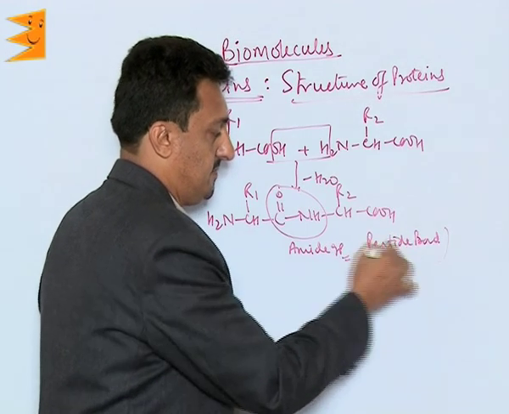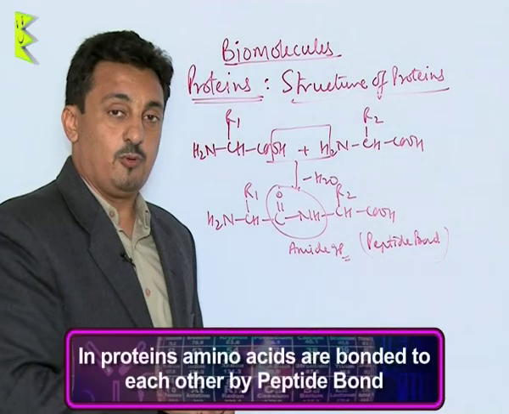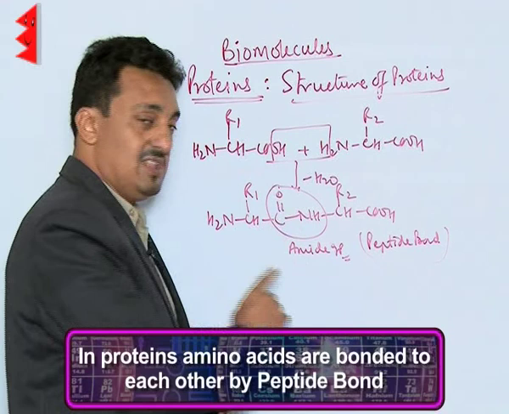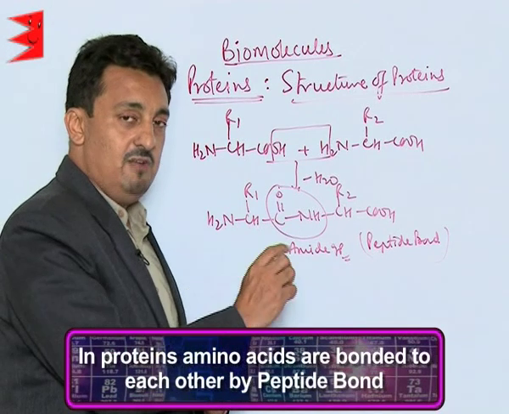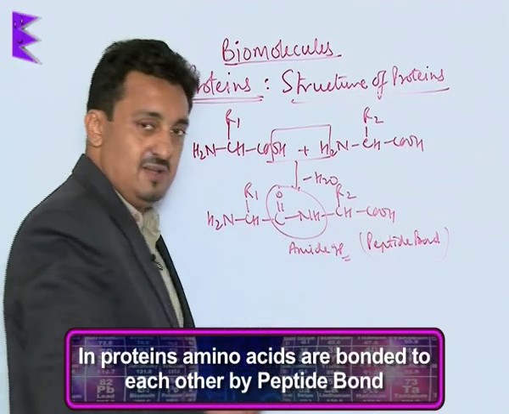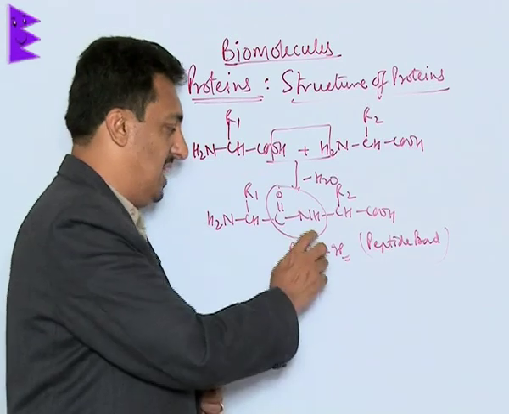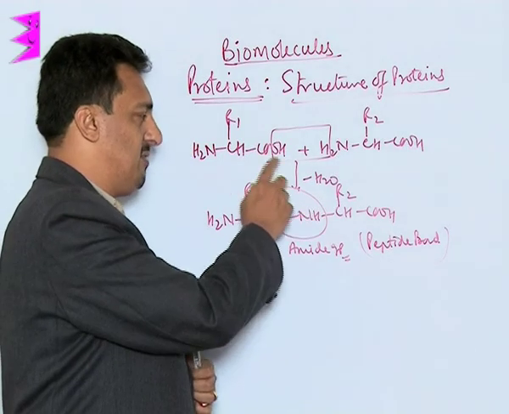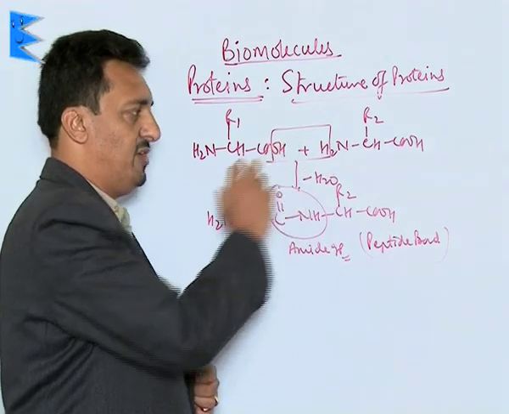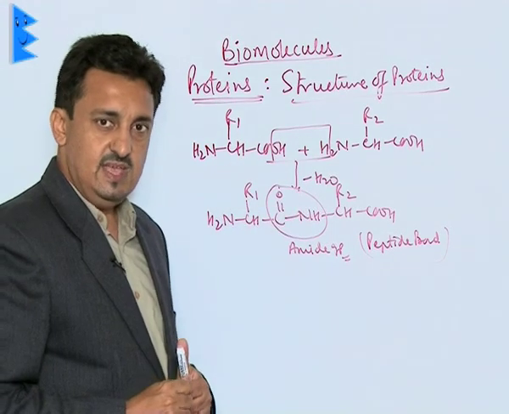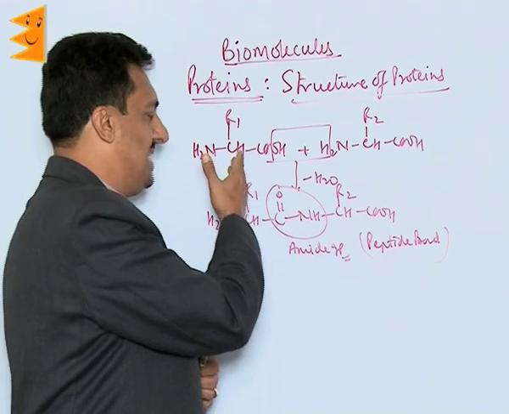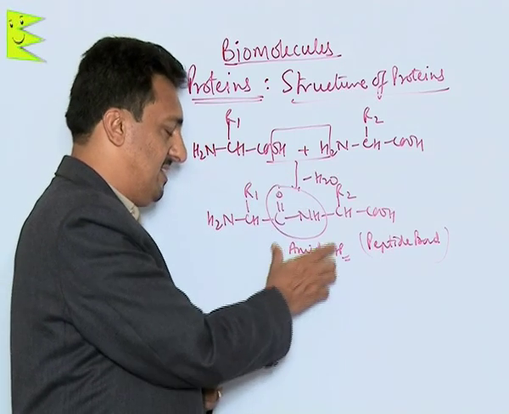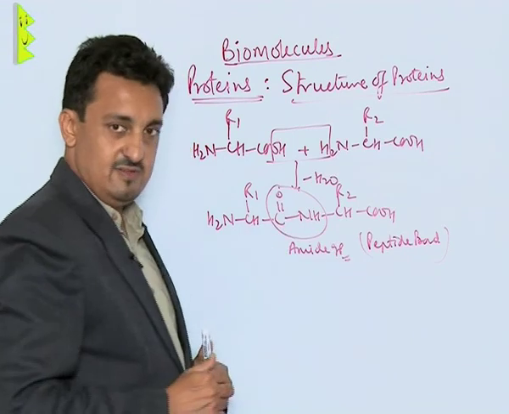peptide bond. So remember, in proteins, amino acids are bonded to each other through a bond which is called peptide bond, chemically an amide group, formed by the loss of water molecule between the acid and the NH2 group of two different amino acids. The examples can be glycine and alanine, and what we get is the combination of these two amino acids.